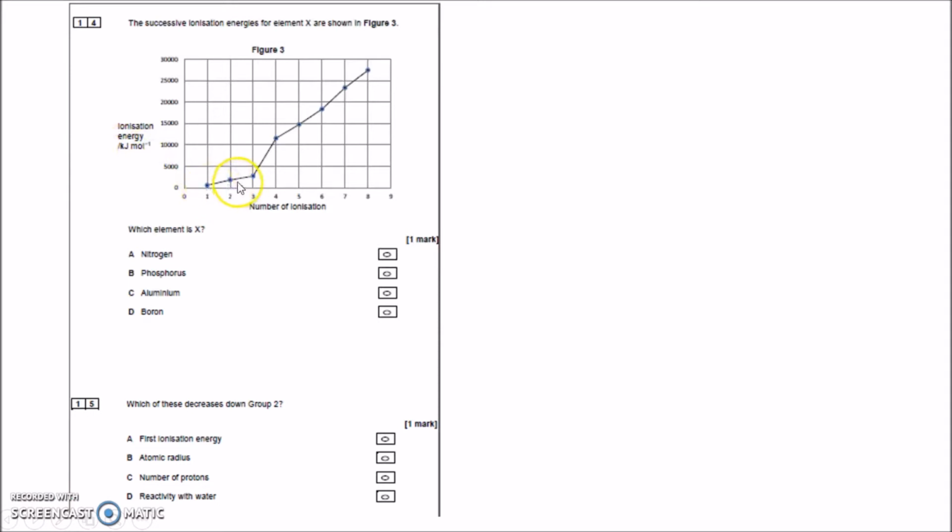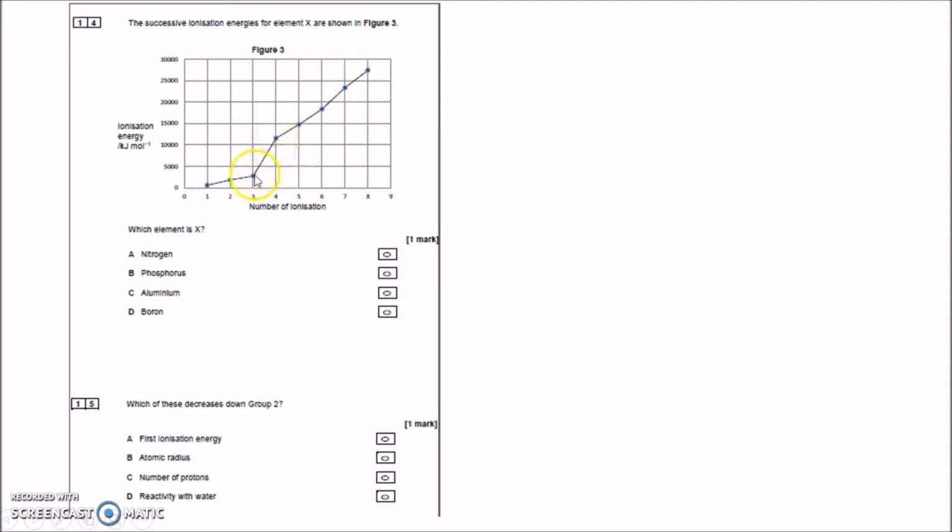Question 14. I've got successive ionization energies of an element X. Which one is element X? We'll have a look. The ionization energies go up. There's no surprise, we're losing electrons. We're keeping the same number of protons, so the nuclear charge is staying the same, but you're getting less and less electrons. So you're getting the same nuclear charge for less and less electrons, and that's why it requires more energy to remove subsequent electrons.